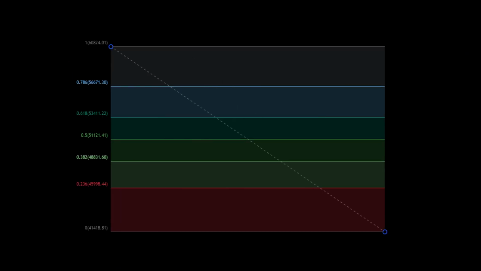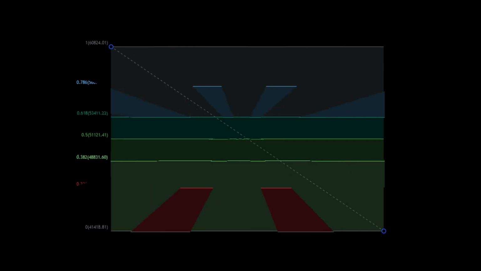When you use the Fibonacci retracement tool, you will find that there are several levels on it. But most of the levels are useless. I prefer 0.382 and 0.618, these two levels. I suggest you remove all the other levels from your tool.